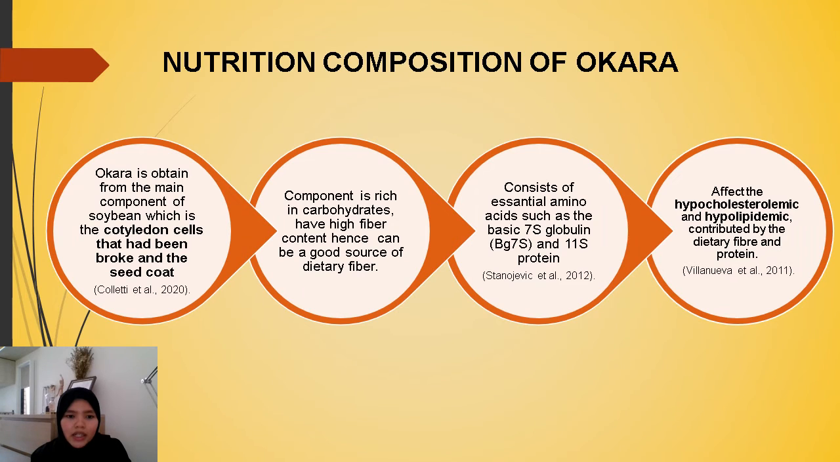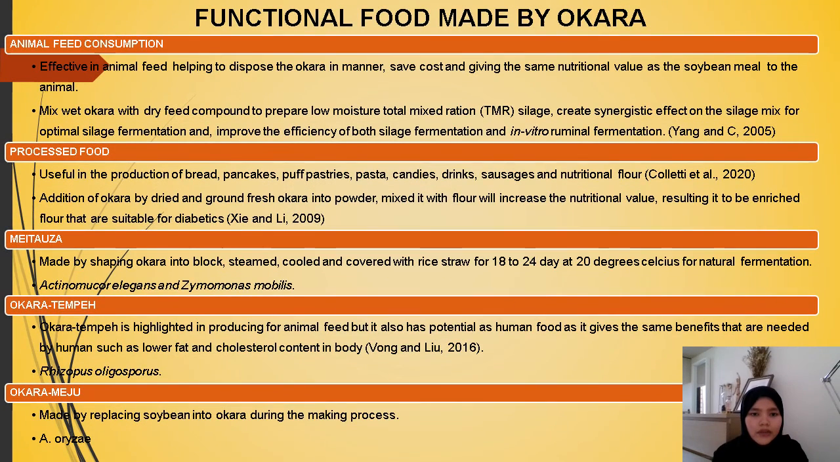Okara is made of the cotyledon cells that had been broken and the seed coat. So, okara is rich in carbohydrates and protein, and that's why okara is still suitable to be made into other functional products. These are the functional foods made from okara, which are animal feed, processed food, meat tausa, okara tempeh, and okara meju.